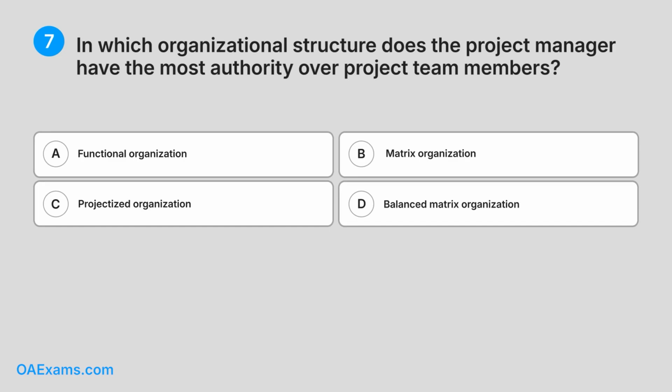7. In which organizational structure does the project manager have the most authority over project team members? A. Functional organization. B. Matrix organization. C. Projectized organization. D. Balanced matrix organization. Can you guess the answer?